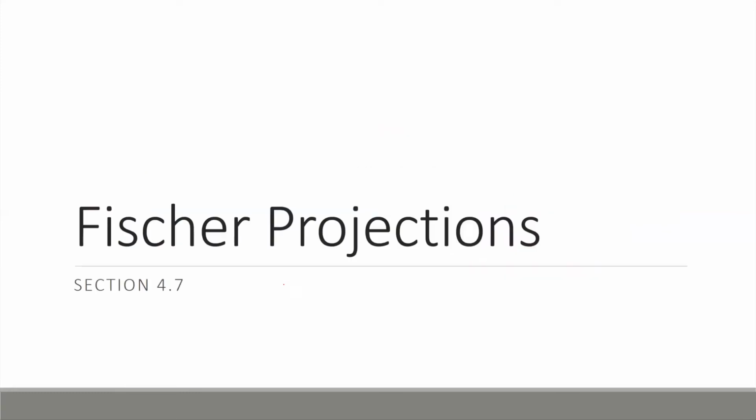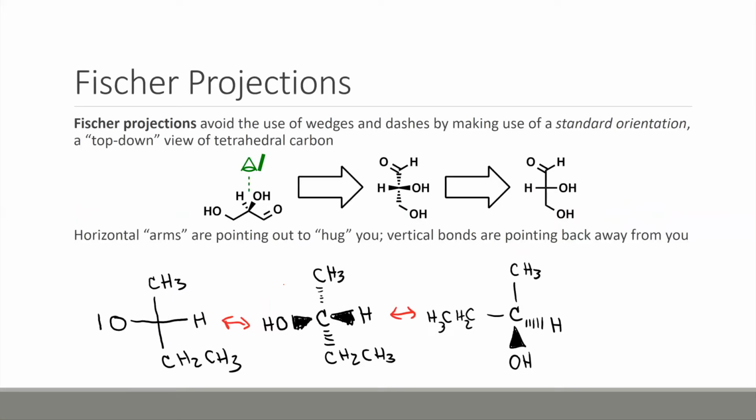So another way we can look at our molecules to better assign chirality is using something called a Fischer projection. Fischer projections are going to avoid using wedges and dashes, and they're going to instead use something called standard orientation, or a top-down view of the tetrahedral compound. So here, if we were looking at this compound, we'd be looking at it from above downward. And it would look like this.